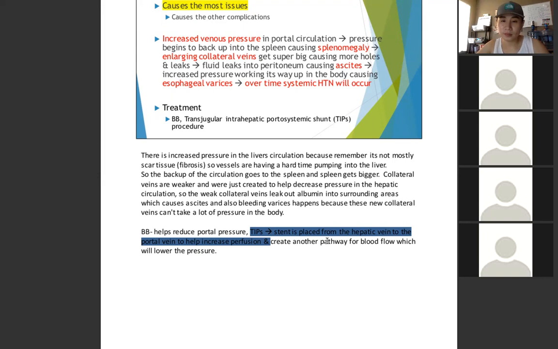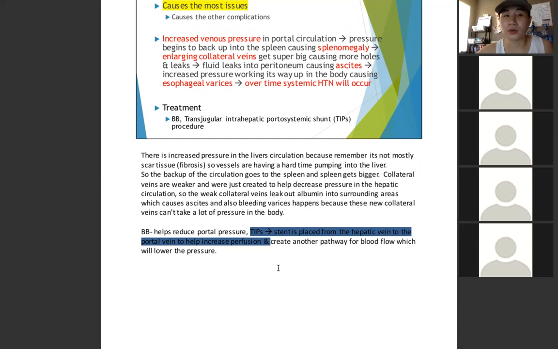All right. So basically, it is a stent that we place from the hepatic vein to the portal vein. It's kind of like another vein. They added one more vein so that it lowered the pressure. So it creates another pathway for blood to flow.